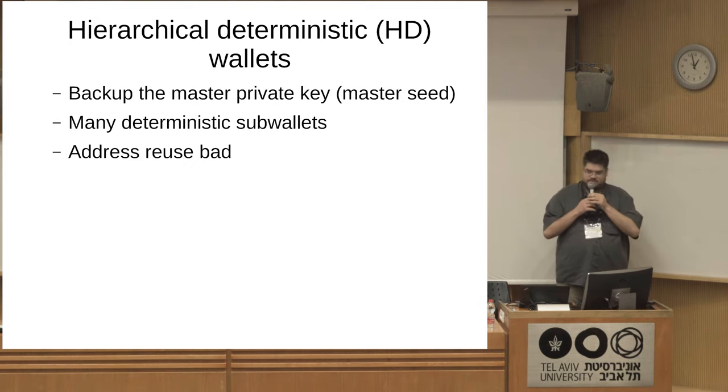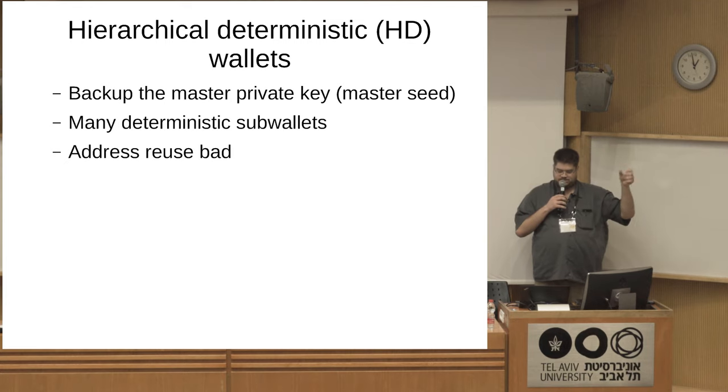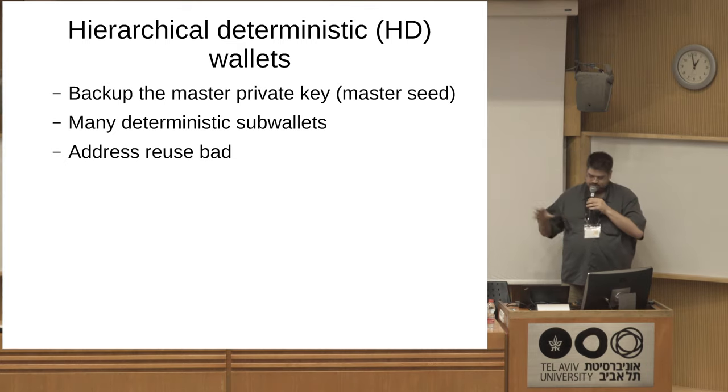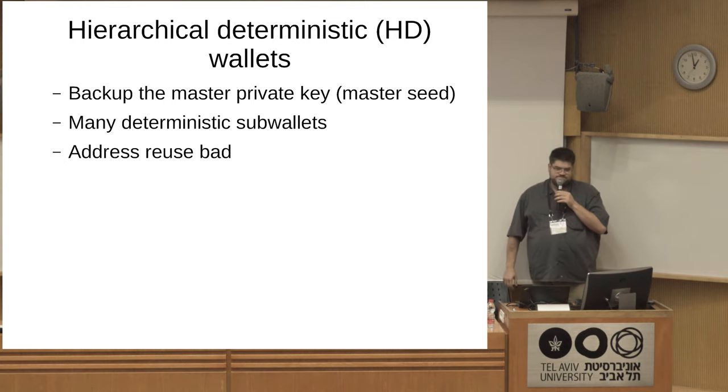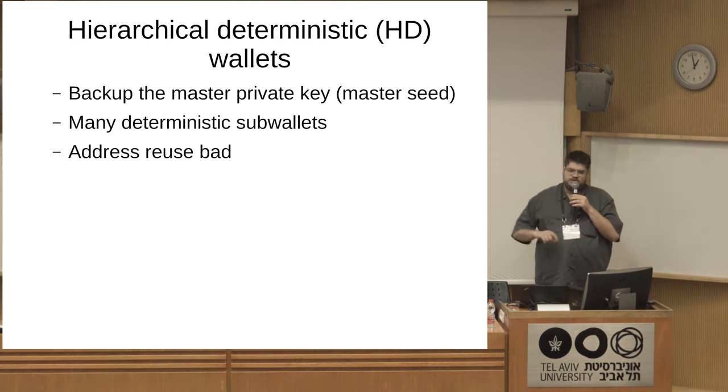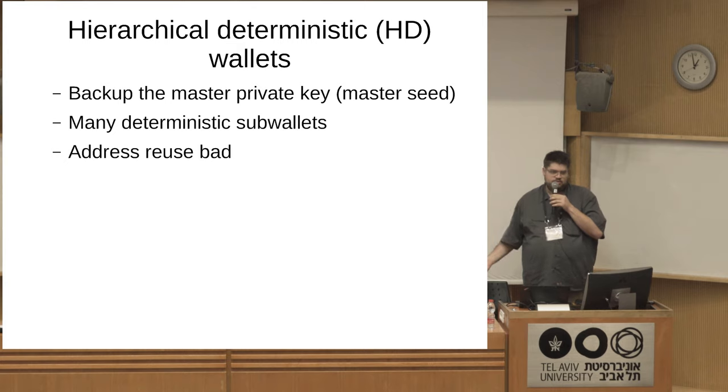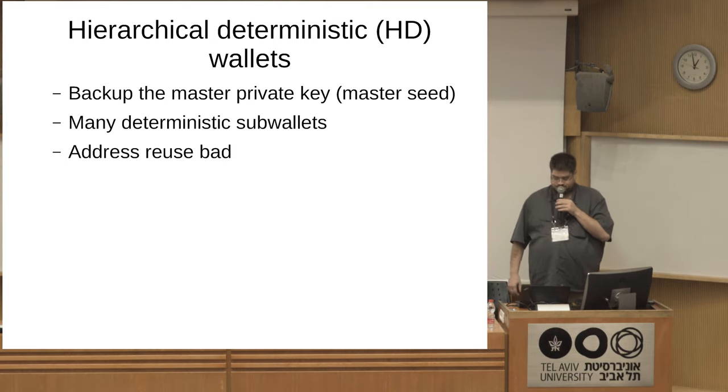So hierarchical deterministic wallets are a master seed that you back up once, and then basically you have something called paths, and you can do child key derivation, which I'll explain in a moment. One thing to note is that address reuse is bad in Bitcoin. Don't do it. Hierarchical deterministic wallets and others help you avoid address reuse.